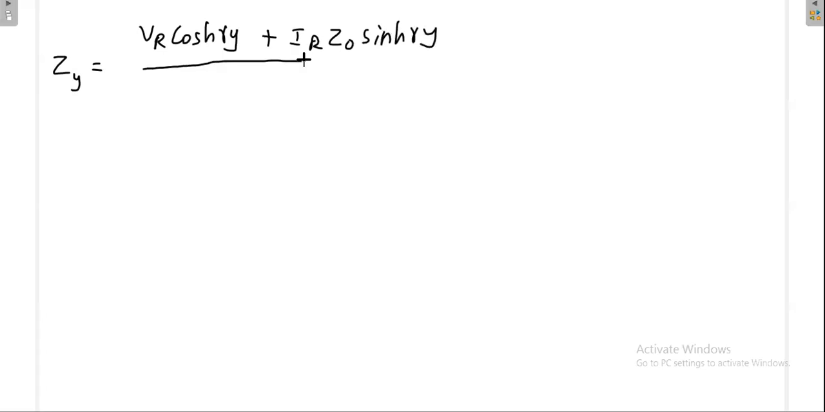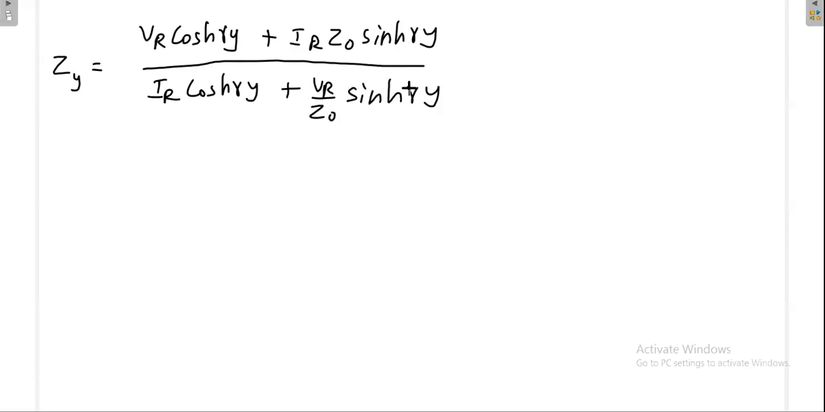So anywhere on the transmission line, you can find out Z, but that we are finding out in the Y format. In X also you can do, or in Y also you can do. Now we are finding out with respect to direction of Y. ZY, then you substitute the values directly. VR cos H gamma Y plus IR Z naught sin H gamma Y divided by IR cos H gamma Y plus VR divided by Z naught sin H gamma Y.